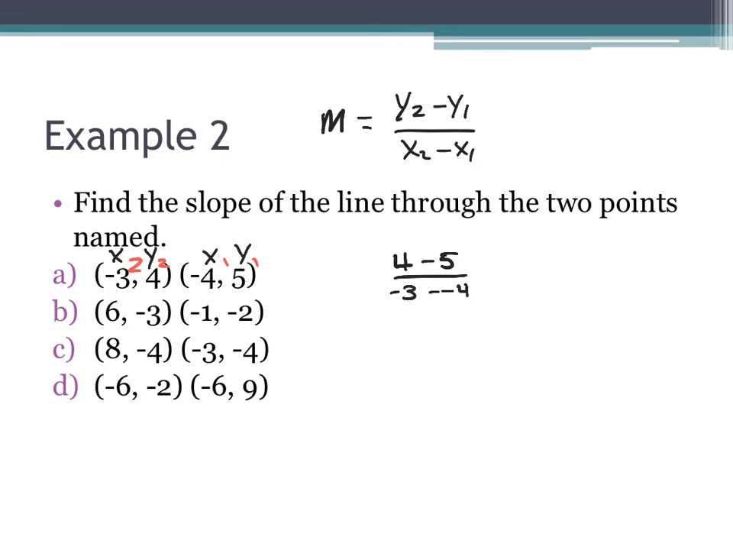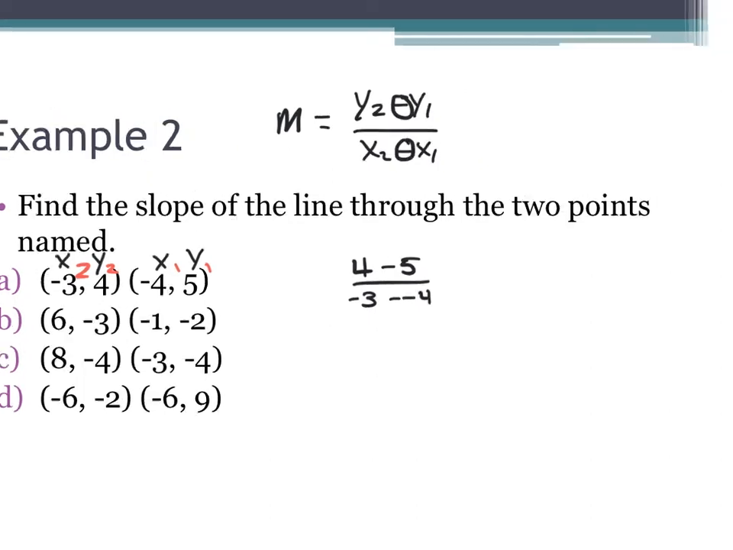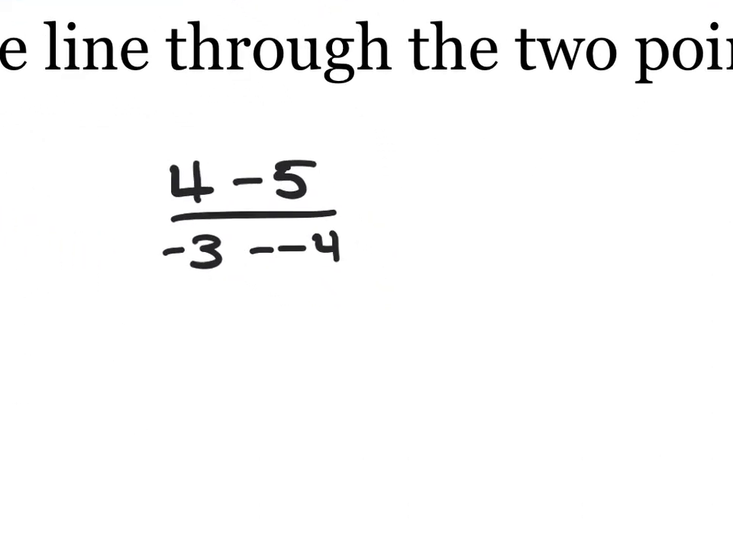Now, you have to be careful. It says to subtract them. So if you are subtracting a negative number, don't disregard that there is another negative there, because look at what's going to happen in the bottom. That's going to become positive. 4 minus 5 becomes negative 1, and negative 3 plus 4 becomes a positive 1, meaning that this slope is negative 1.